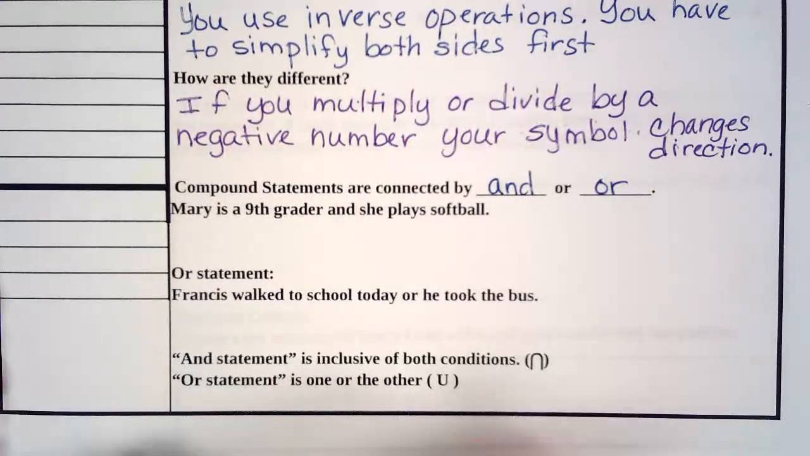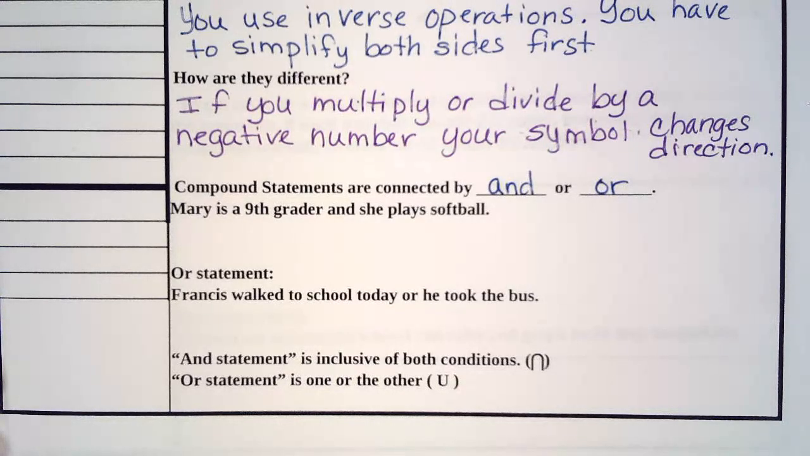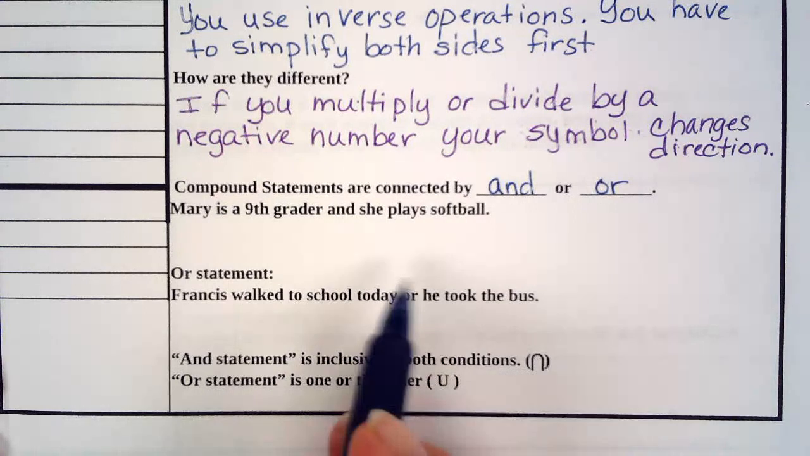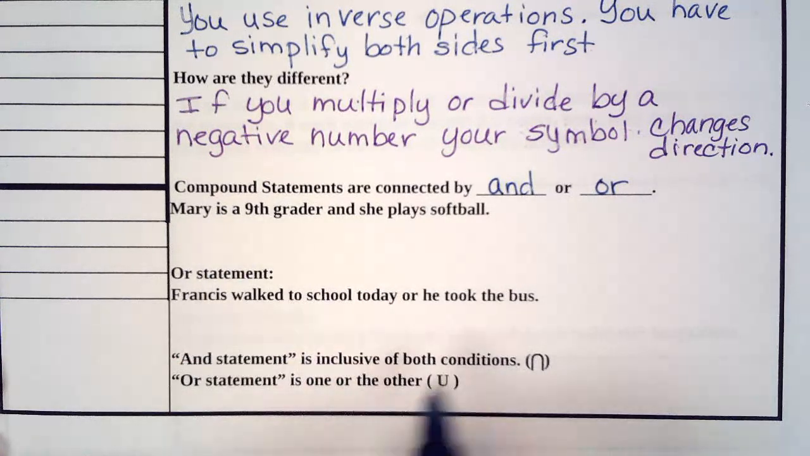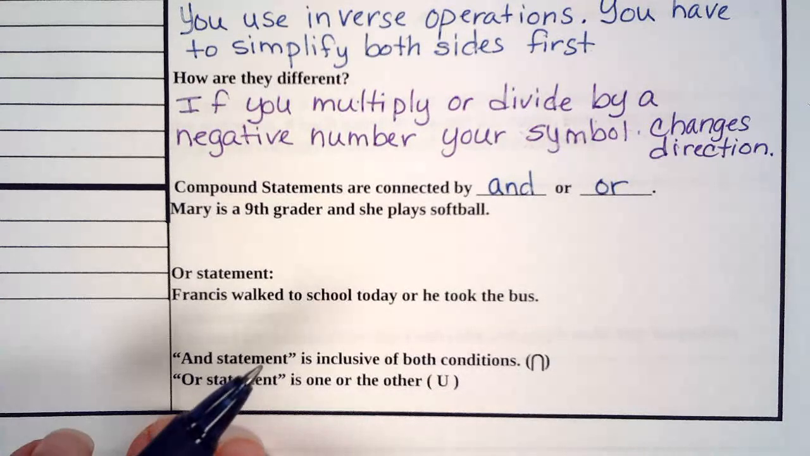What about an or statement? Francis walked to school today, or he took the bus. Can he both be walking to school and taking the bus at the same time? No. So, if you're looking at the difference between these, the and statement is inclusive of both conditions. Both conditions have to happen. So it becomes that intersection part. The or statement, one or the other has to happen. It becomes your union.